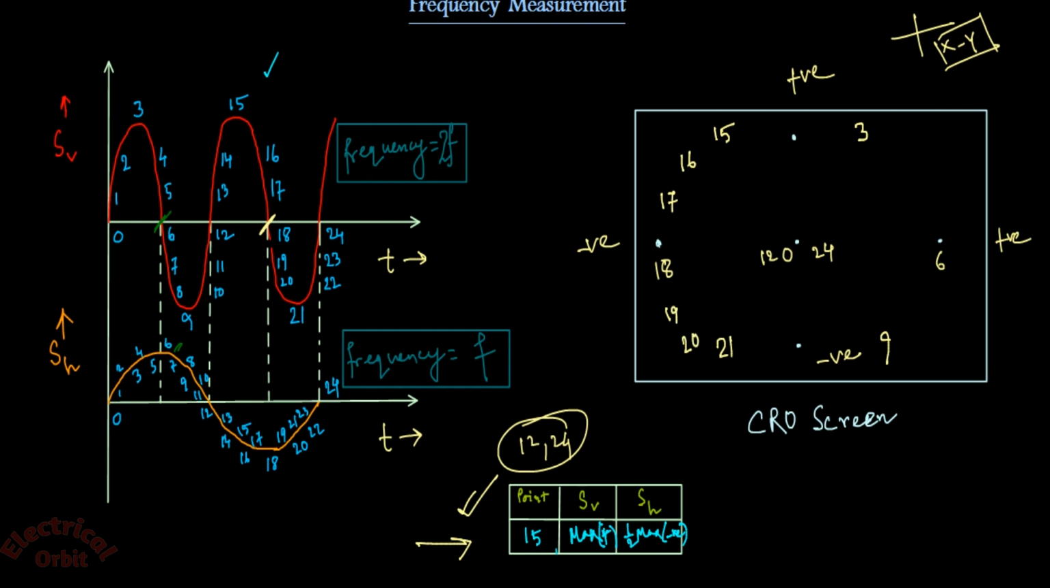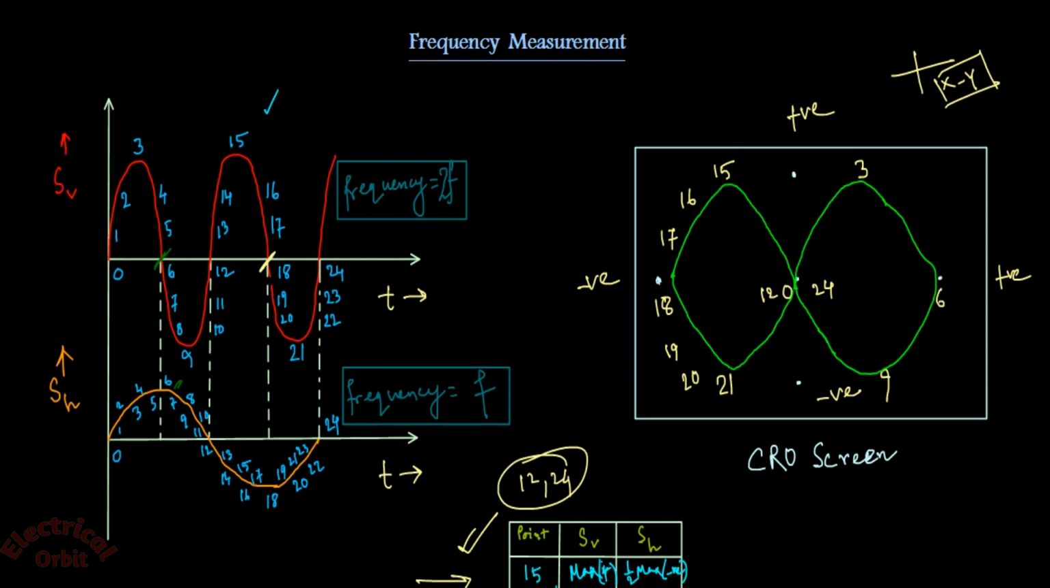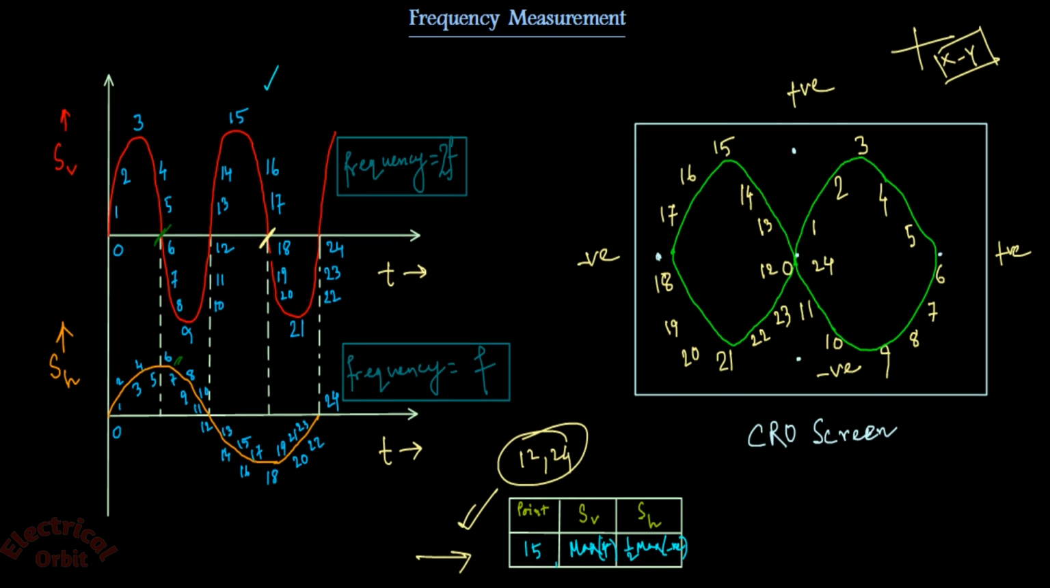So in this way, if we try to find the pattern on our CRO screen, it will be like this pattern. The pattern will be more proper in shape. I have drawn it by hand so it is not a good looking shape, but if you get it on your CRO screen, then you will get the pattern like this. If you go on plotting the other points on the screen, then you will complete all the numbering on the CRO screen and get the justification for finding this kind of pattern.